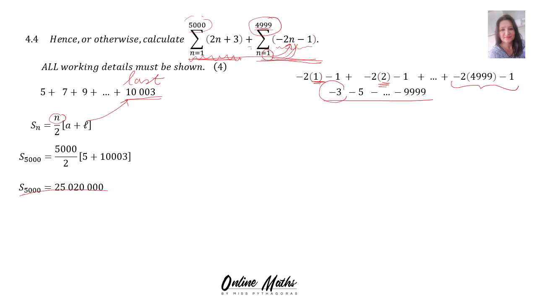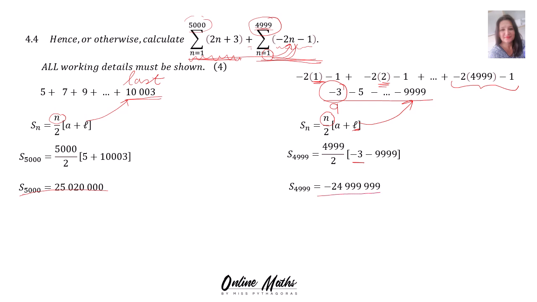And then minus 3 is your A value into your SN formula. Again, L is the value of the last term. N, what is N? How many? It's 4,999. Substitute everything into the formula. A is minus 3, and you find that the sum of 4,999 terms will be equal to that. So this is your sum. This is what they want from you.